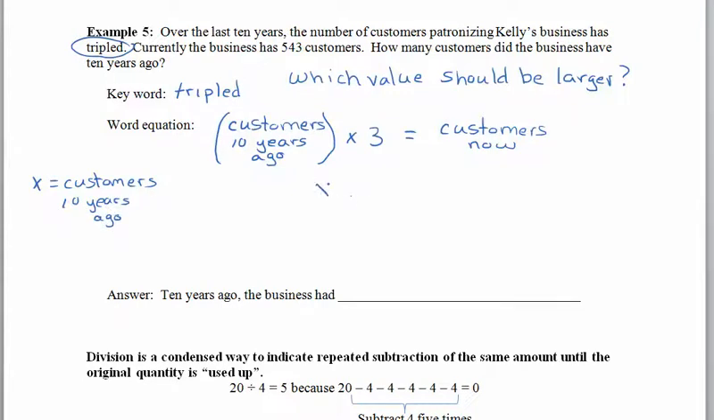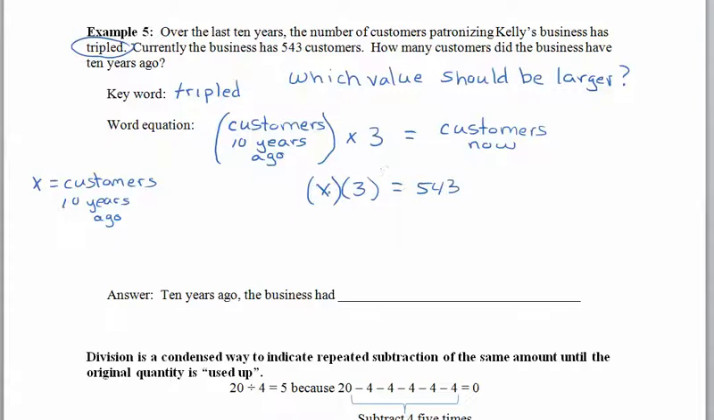So we have X. Now you can see why we don't want to use this multiplication symbol so often, because it gets confused with an X all the time. So this X is being multiplied by 3. So I'm going to use some parentheses to give us the customers now, which is 543.